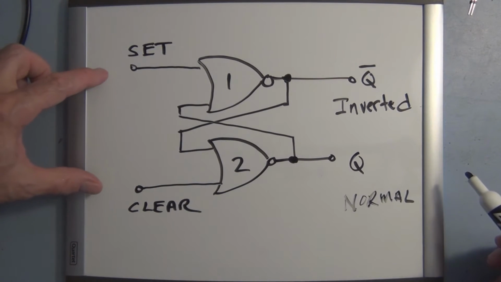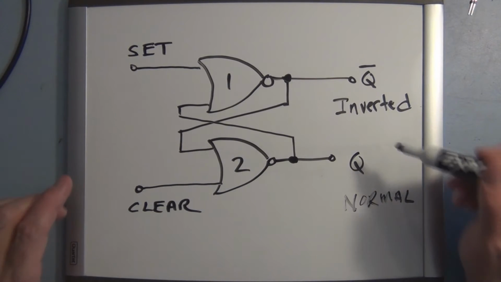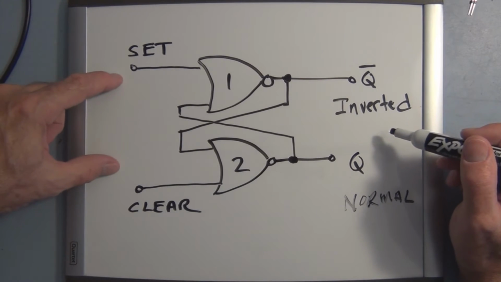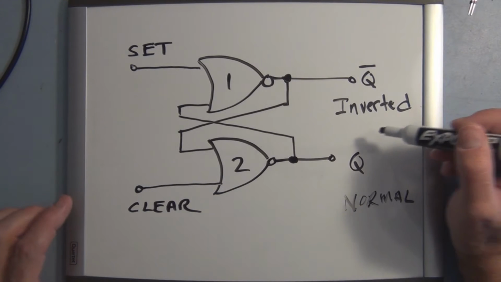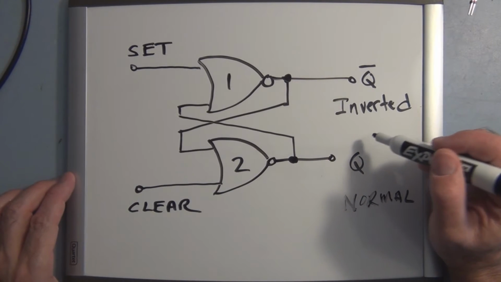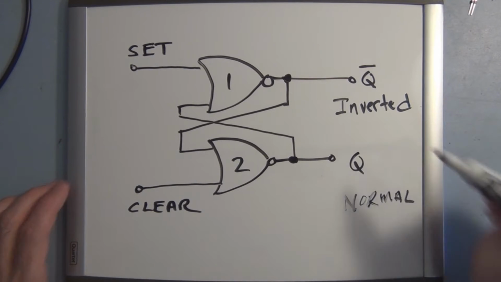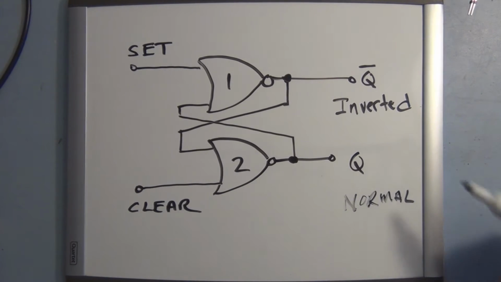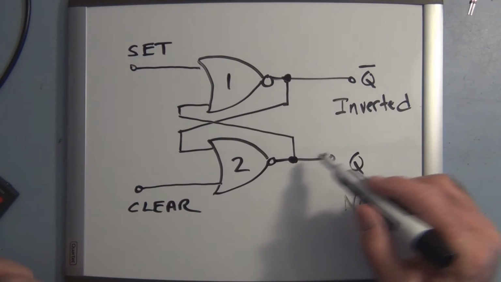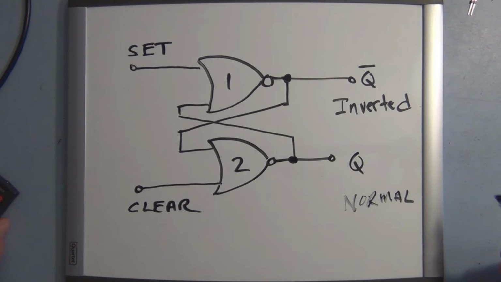So this is considered the normal output, and this is considered the inverted output. But when you use the set and clear to set the value of the output, you can then remove that signal or change it and still remember that prior state. And that's its memory characteristic. So let's go over the truth table for this NOR gate FF.